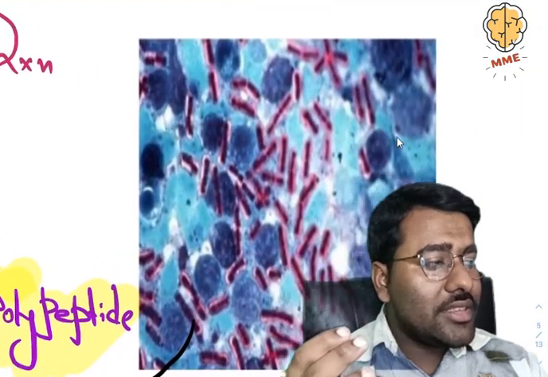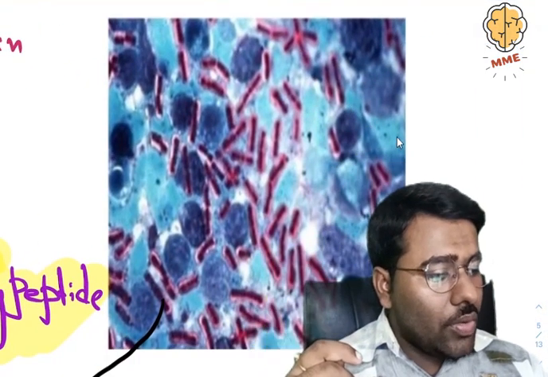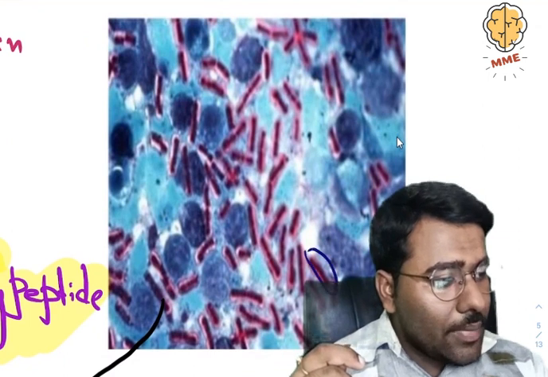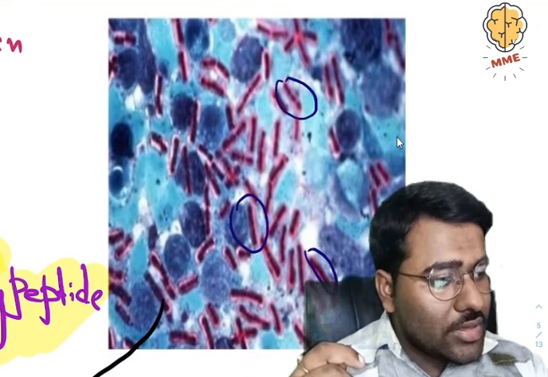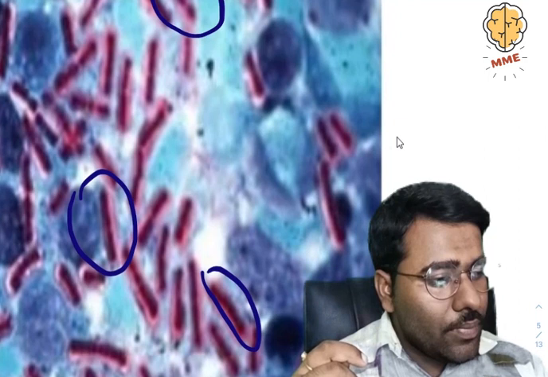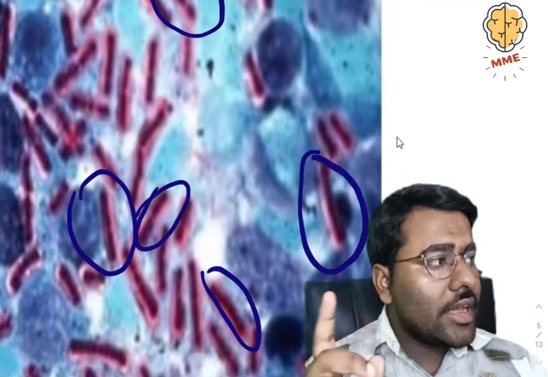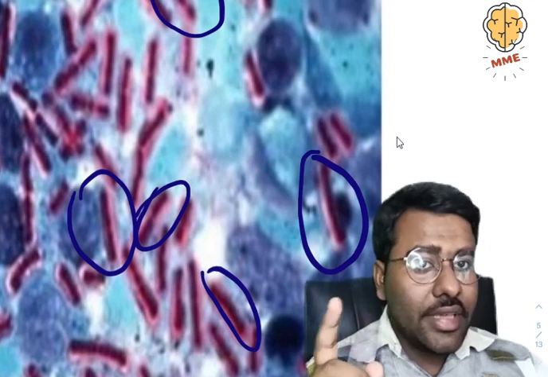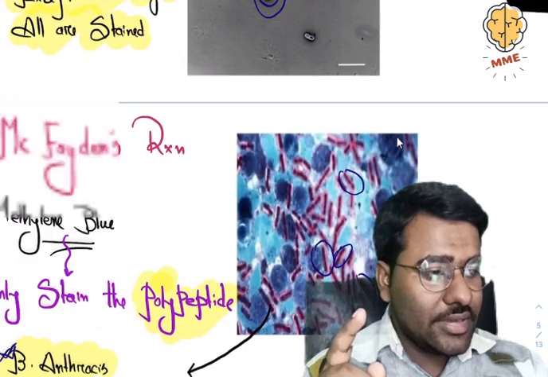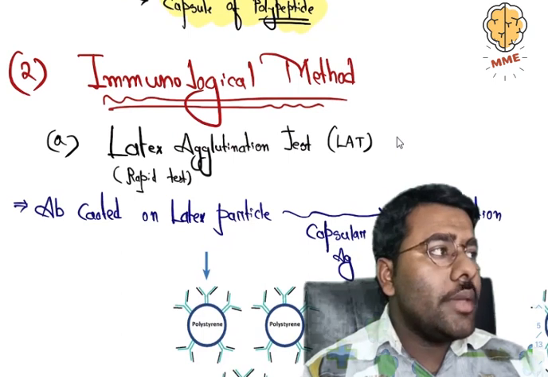This is the actual image where you can clearly notice the bacteria and the capsule is clearly demarcated by light pink and dark pink. So the capsule is lightly stained in this McFadyean's reaction. Okay. Now coming to the immunological methods.